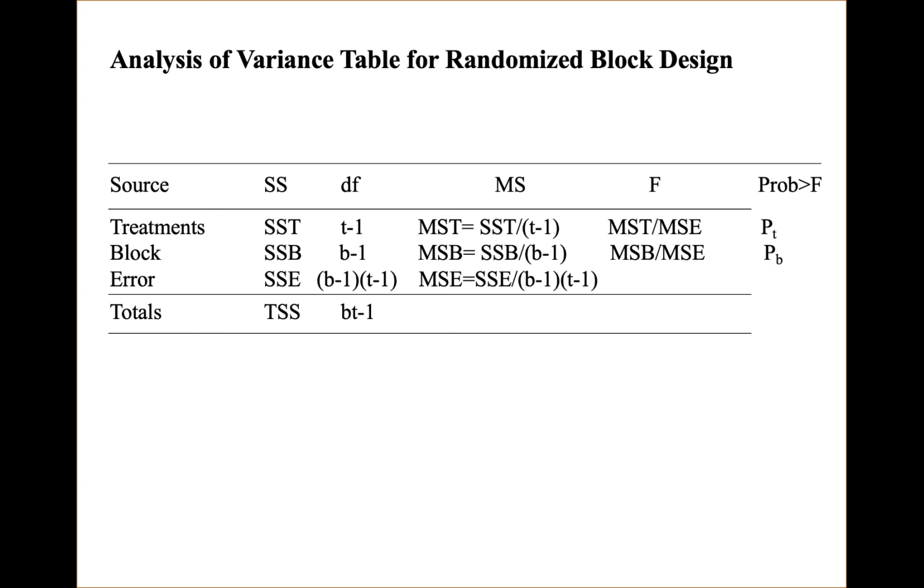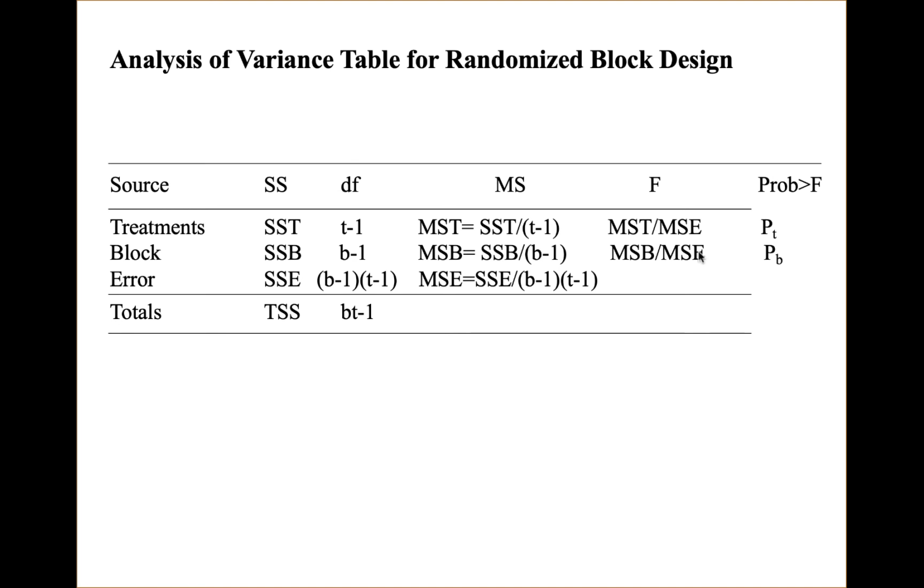And so in a completely randomized design where we didn't have a block, this block row would go away and we would only have the treatment row and the error row. And so the number that we're really interested in is the probability value down here. And when calculating analysis of variance by hand, we would calculate an F statistic and then use an F table to figure out the probability value.